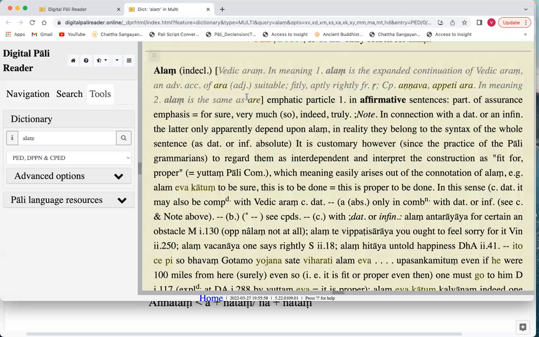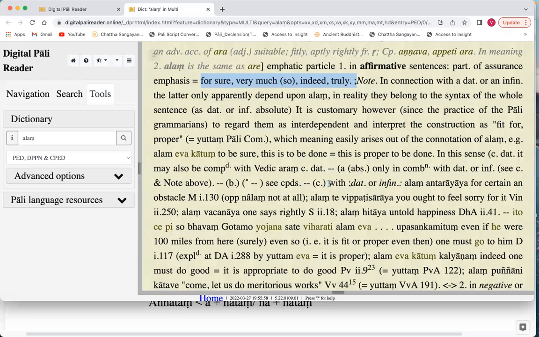So here, the meaning is for sure, very much, indeed, truly. That is in the sense of affirmative or emphatic, for emphasis. And also, with the dative or infinitives, alam is in the sense of obstacle. So enough, in the sense of enough or stop.